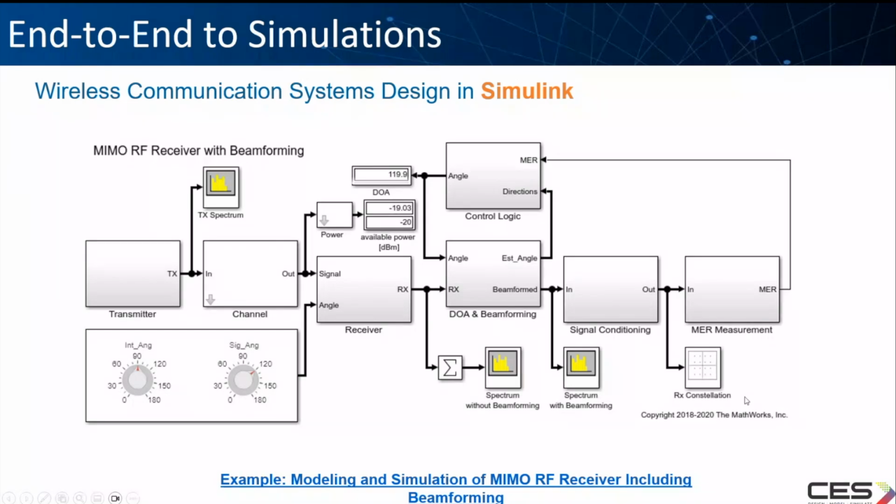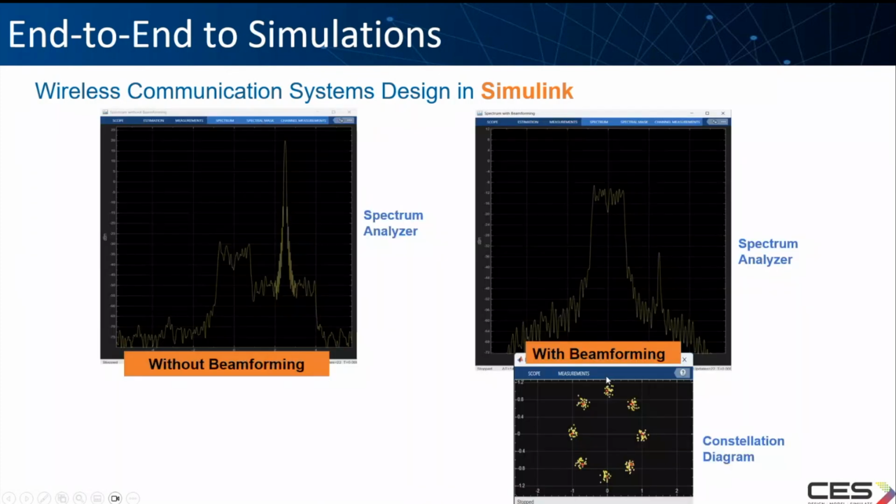So the idea is to compare the performance of the receiver without and with beamforming, and this is what we got. Once we applied the beamforming, as you can see, there was an interferer, or an interference signal, that was filtered out using the beamforming. Okay.